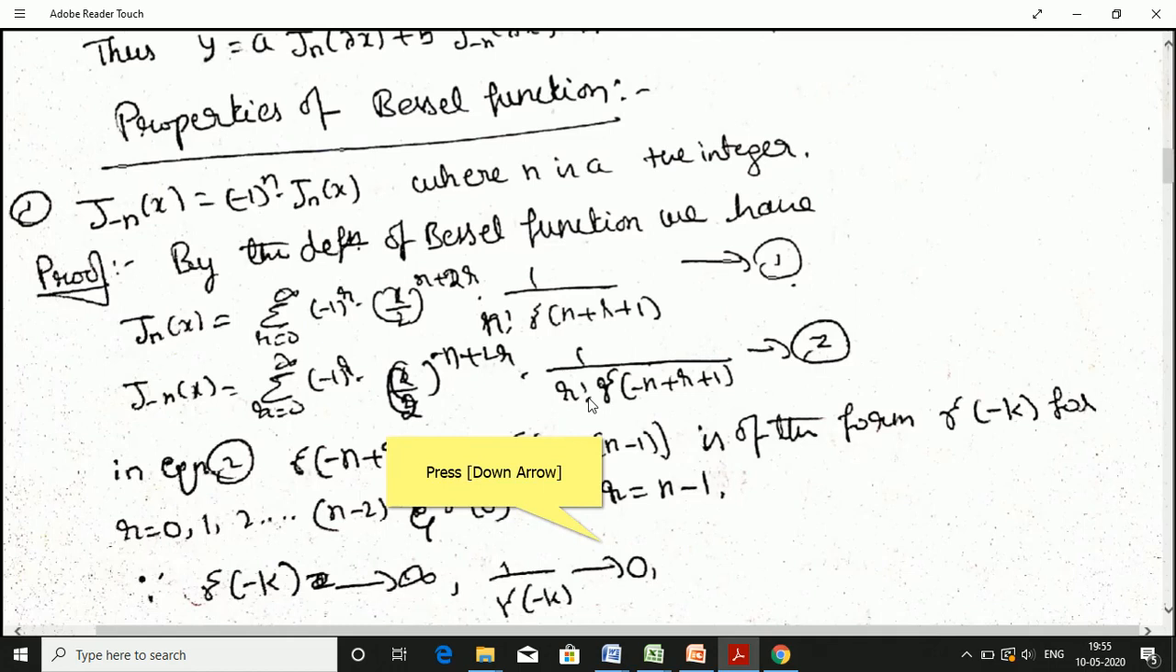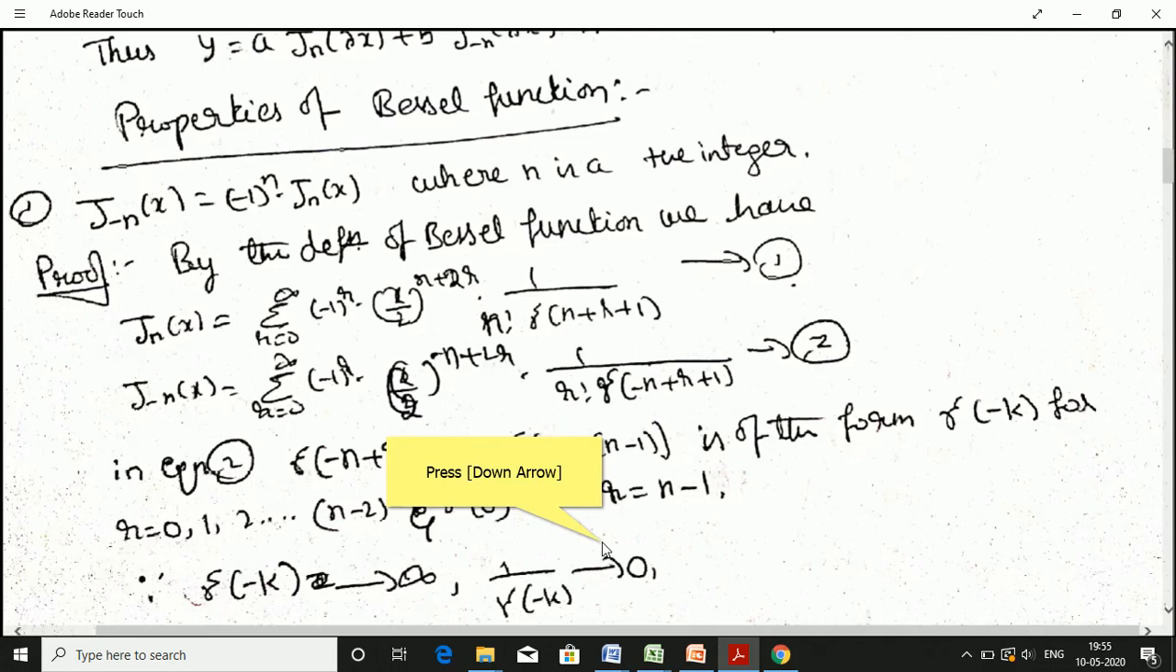J minus n of x is equal to sigma r equal to 0 to infinity minus 1 power r into x by 2 to the power of minus n plus 2r. Just I replaced n by minus n, into 1 divided by r factorial into gamma of, here I replace n by minus n, plus r plus 1. We'll call it equation 2.